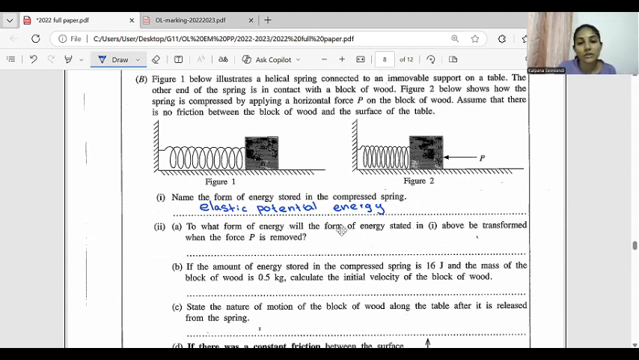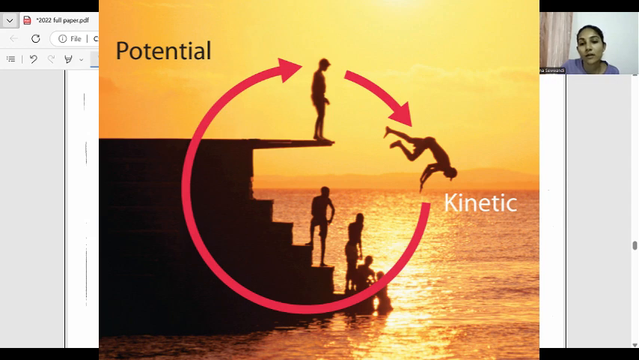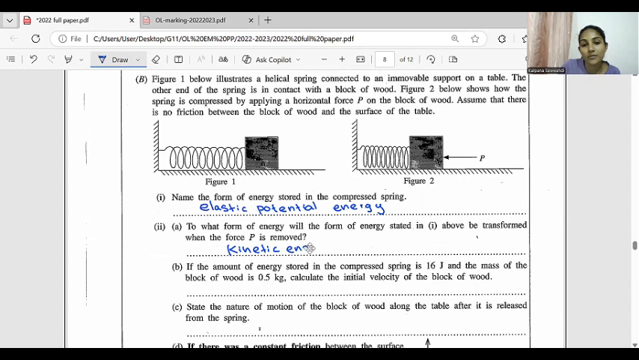To what form of energy will the form of energy stated in 1 above be transformed when the force is removed? You know that after removing this force, potential energy is going to be converted into kinetic energy with the movement. When that body starts to move, that potential energy starts to convert into kinetic energy. If the amount of energy stored in the compressed spring is 16 joule, and the mass of the block of wood is 0.5 kilogram, calculate the initial velocity of the block of wood.